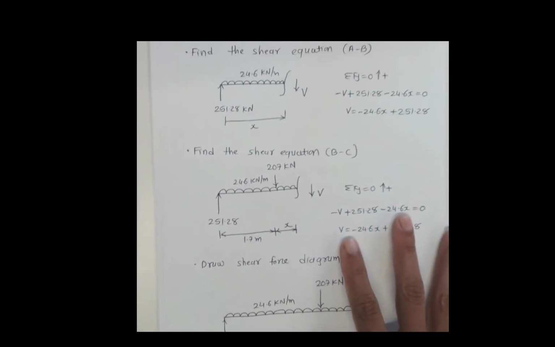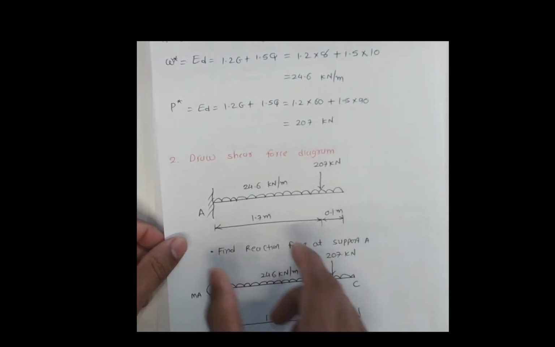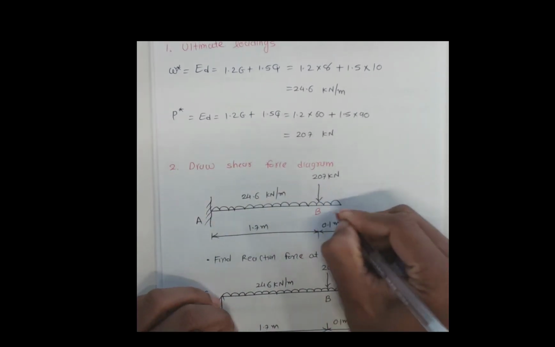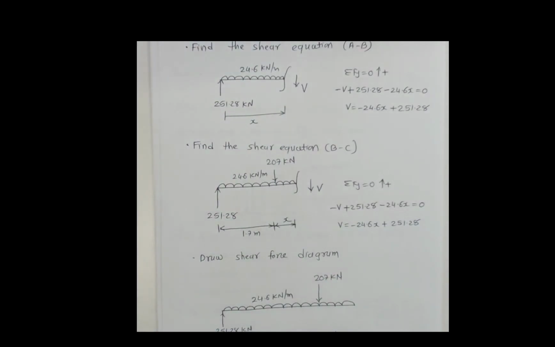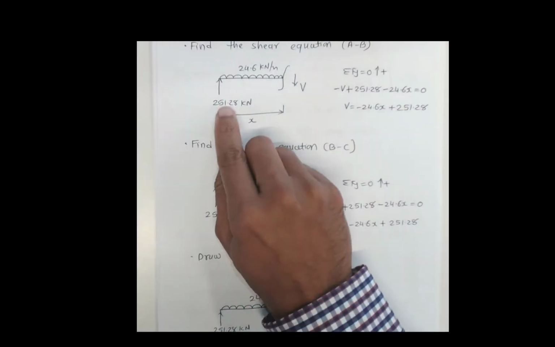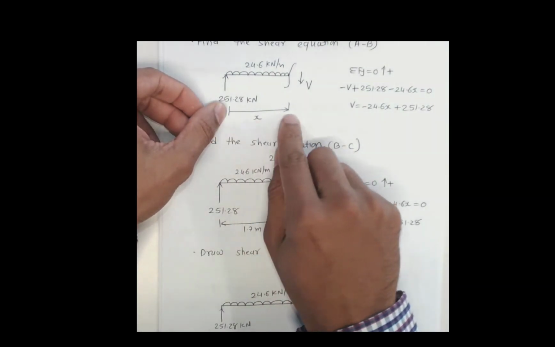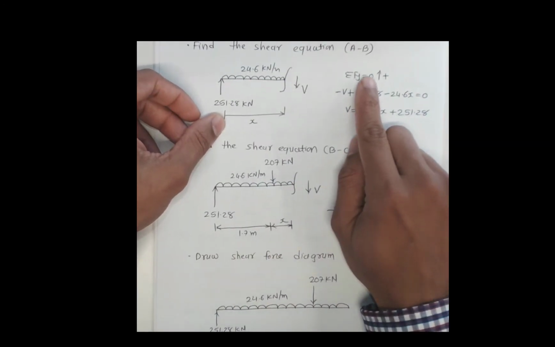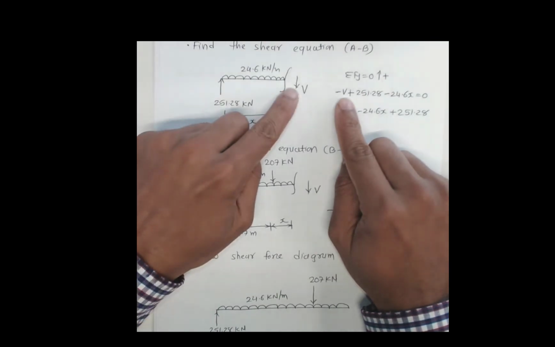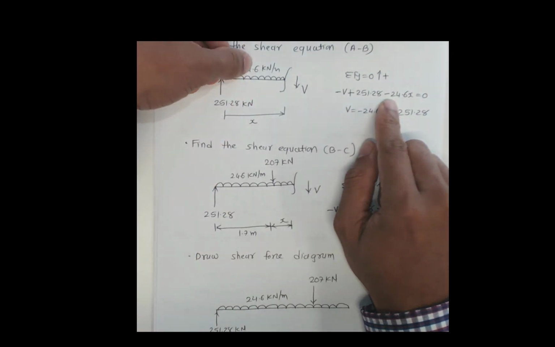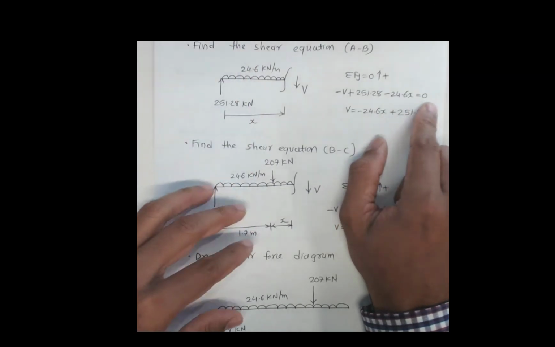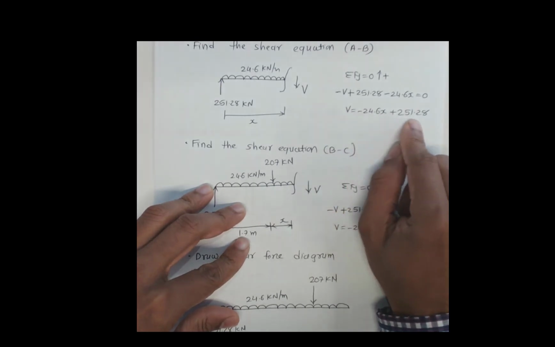Once we find the reaction force, we can find the shear force in the region AB. So let's say this is the region AB. We can find in the region AB what is the shear force equation. The way we can do it is we make the cut here, and where we make the cut, we have this shear force V going down. This reaction force we calculated just now is 251.28. UDL load 24.6, and we make the cut at this distance x, as this cut varies between A and B. So we can say sum of the forces in the y direction, upward is positive, equilibrium conditions. V is downward, minus V, plus the reaction force upward 251.28 minus 24.6 times x, that is the UDL load, equal to 0. So the equation is V equals minus 24.6x plus 251.28.